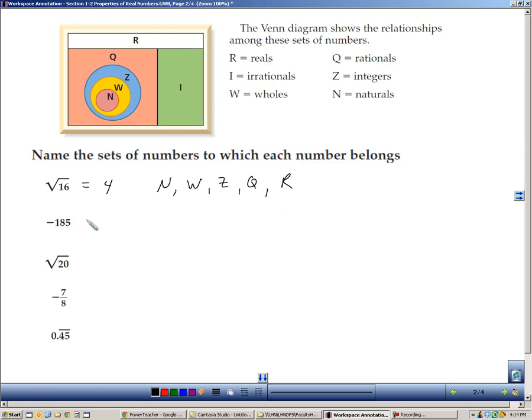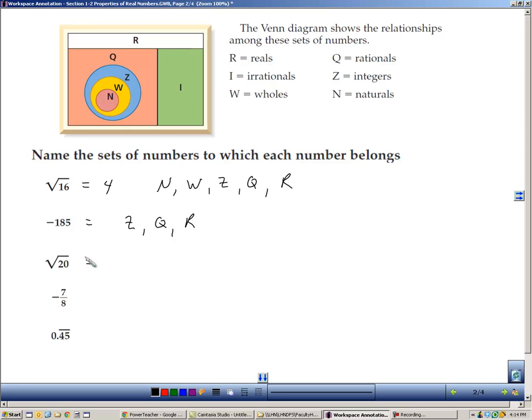How about -185? Well, it's not natural because it's negative. It's not whole because it's negative, but it is an integer. It can be written as a fraction, so it's rational, and it's also going to be real.